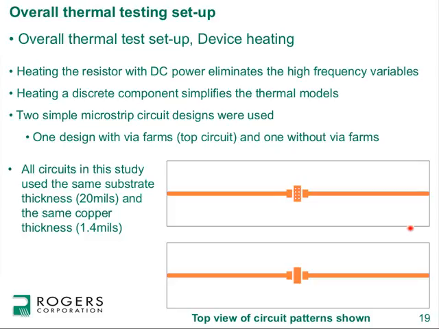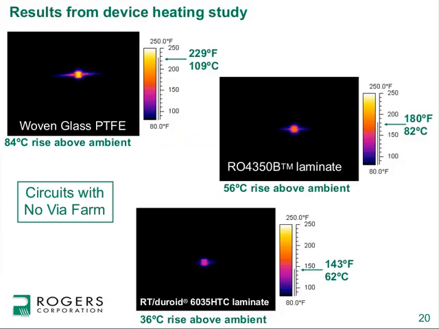And in this study, all the circuits were the same thickness. They were all 20 mils thick and used the same thickness of copper, about 1.4 mils thick. And we did power testing at different power levels and also used materials with different properties. And the next slide, if I can get to it here.